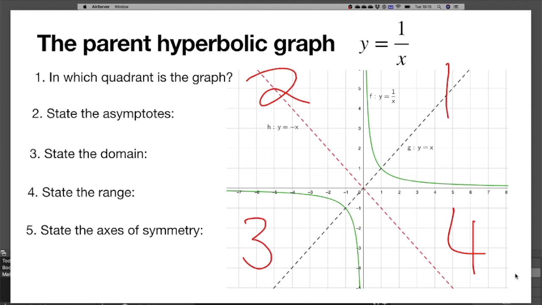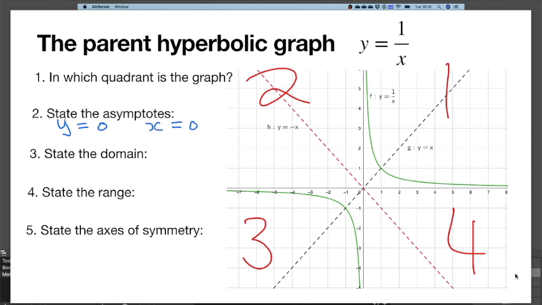Then the asymptote. The asymptote is the line that the graph will never touch. The graph gets very, very close to the line, but they do not touch at all. So in this case, the asymptotes will be the x-axis as well as the y-axis. We prefer to give those as equations. The x-axis, remember, is given by y is equal to 0. And the y-axis is given by x is equal to 0.